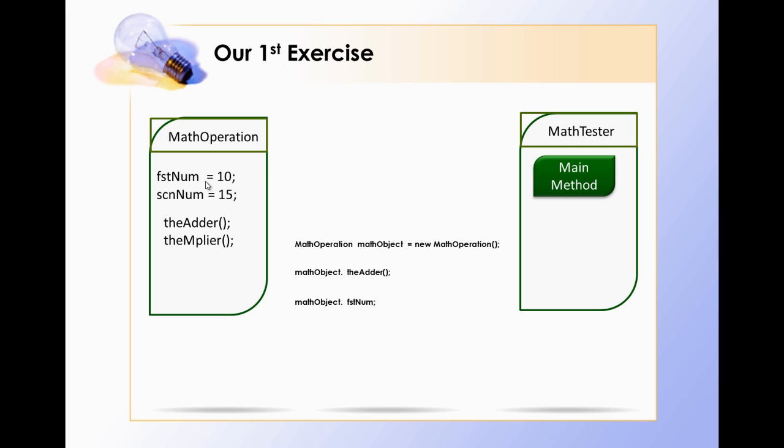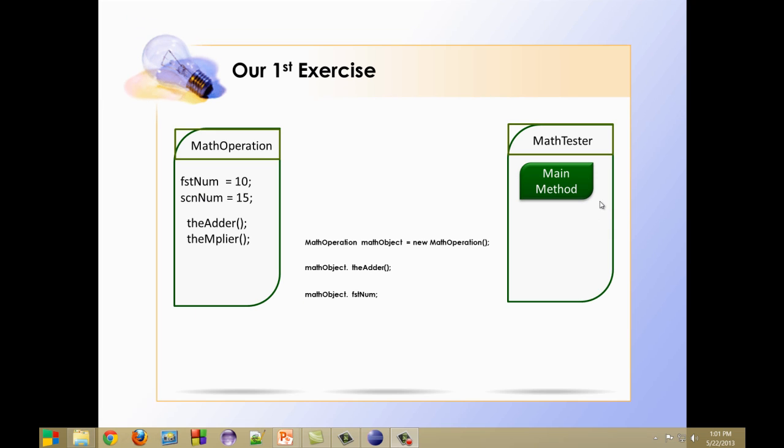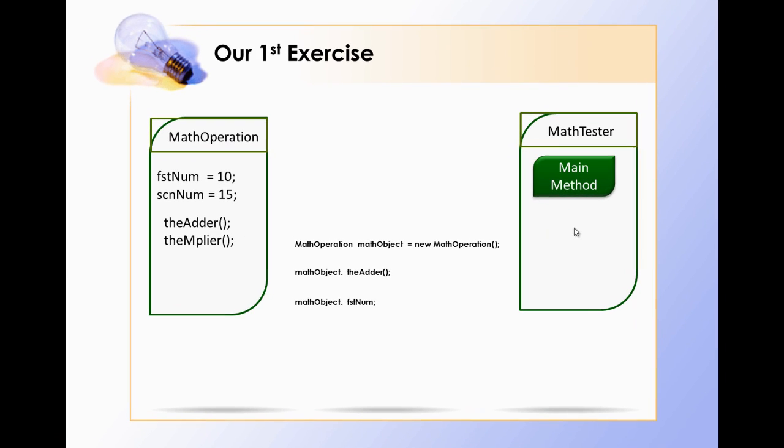And we'll create a separate class which is called math tester. Inside this math tester is my main method. I'll be using the main method to access what's inside this math operation class here. So in order for the main method to get access to what's inside this math operation class, it has to create a math operation object somewhere in here. So to create a math operation object, you start with the class name, which is the class you want access from. In this case, it's called math operation.